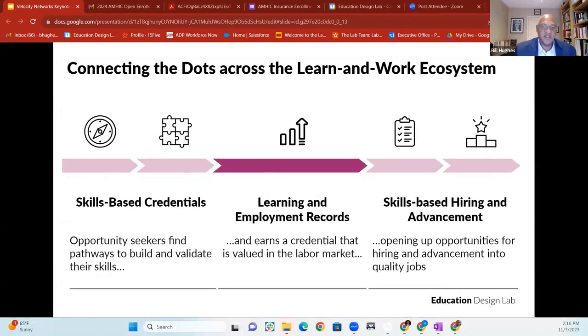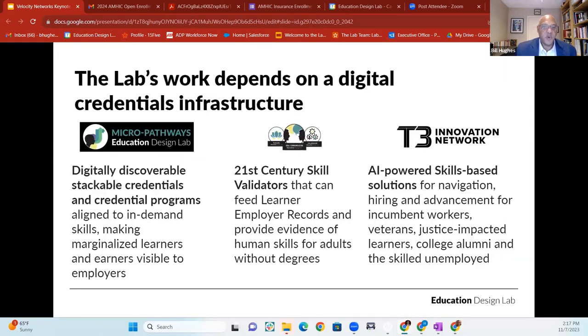We believe there's an opportunity to connect the dots across the learn and work ecosystem, from the colleges, which offer skills-based credentials, shown on the left, to employers managing a skills-based hiring and advancement process, ranging from applicant tracking systems all the way into their talent systems on the right. In the middle is a learning and employment record, which is one of the key artifacts in a digital credentials infrastructure. That's the kind of infrastructure that Velocity Network can power. The lab's work depends on such an infrastructure. The work that we do with micropathways is dependent upon digitally discoverable, stackable credentials and credential programs.